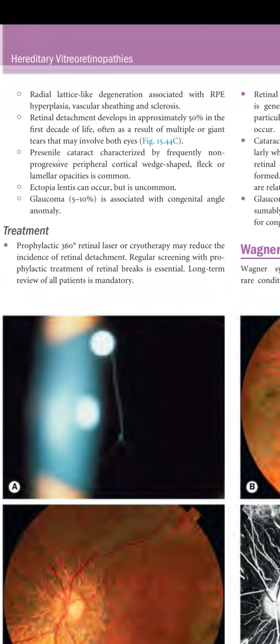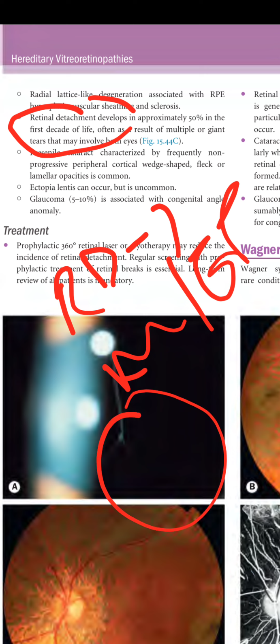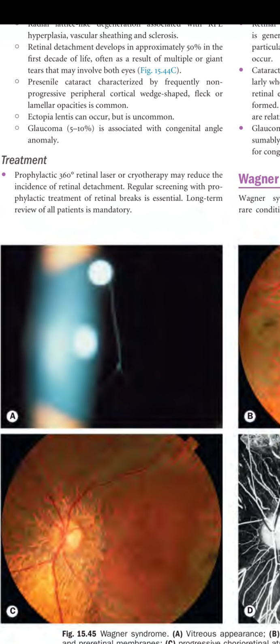Retinal detachment develops in approximately 50% in the first decade of life, often as a result of multiple or giant tears that may involve both eyes. So RD occurs in the first decade with multiple or giant tears. The pre-senile cataract, characterized by frequently non-progressive peripheral cortical wedge-shaped fleck or lamellar opacity, is common. So pre-senile cataract can also be present, which is a non-progressive peripheral cortical wedge-shaped fleck. Ectopia lentis can occur but is uncommon. Glaucoma, 5 to 10%, is associated with congenital angle anomaly.